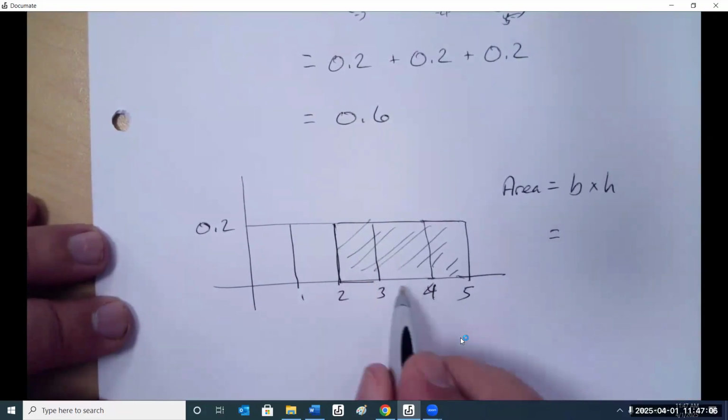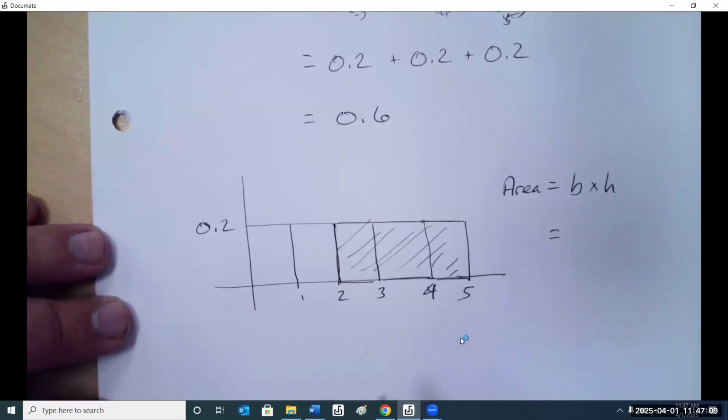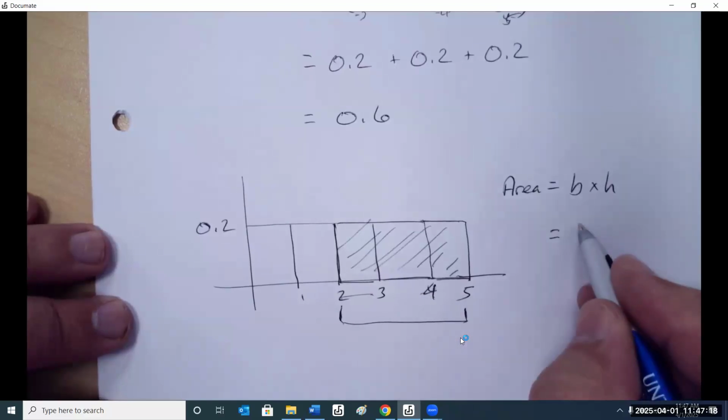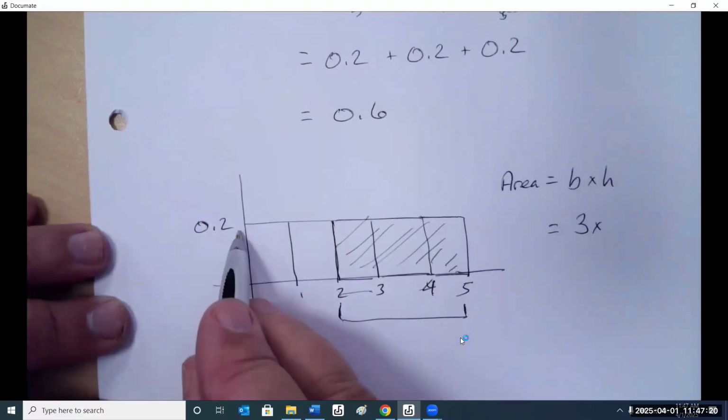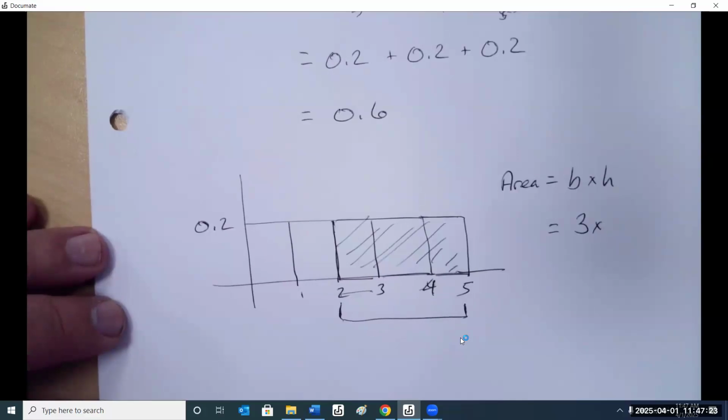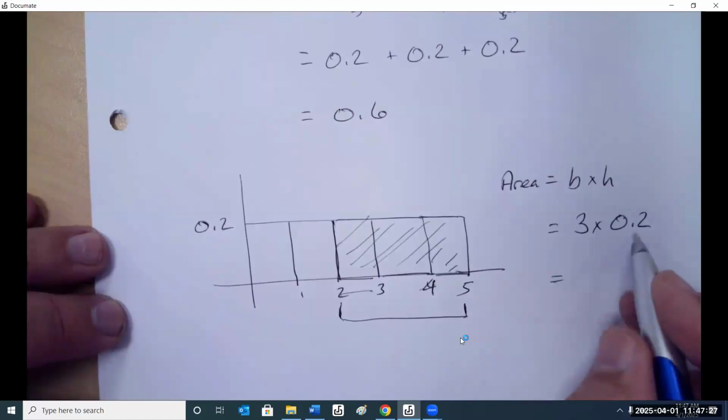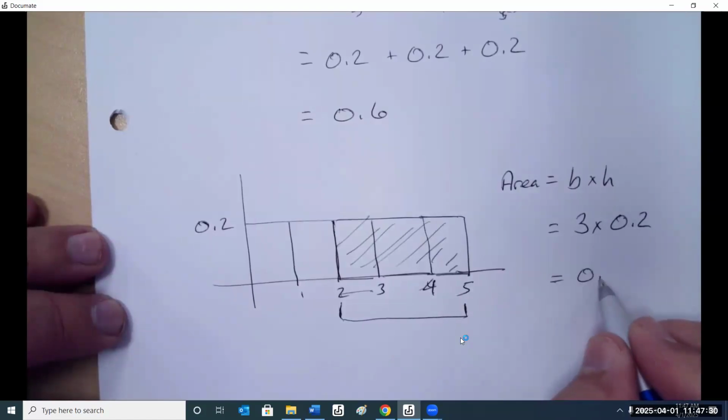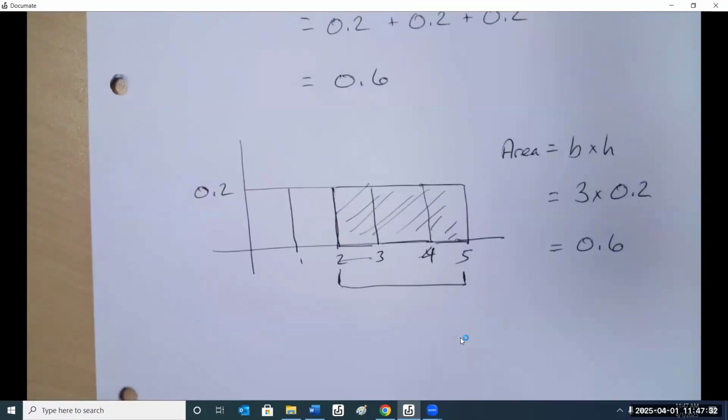So the base is what? From this number to this number is how far? 1, 2, 3. How tall is it? 0.2. 0.2 times 3 is 0.6. That's the beauty of it, is now we can start using the rules of areas of algebra to start solving these things.